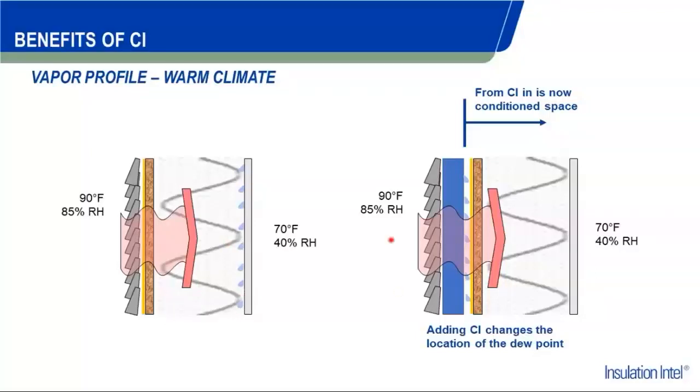Again, if we were to add that continuous insulation in, it does adjust the dew point in the entire system, and therefore drives that moisture to the outside of the building, which is, again, where we want our flashing and details to take over.